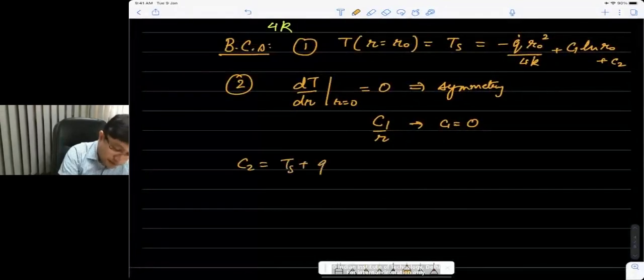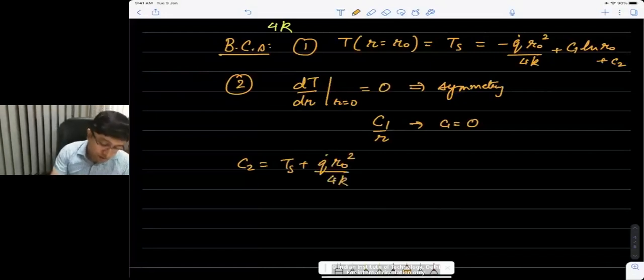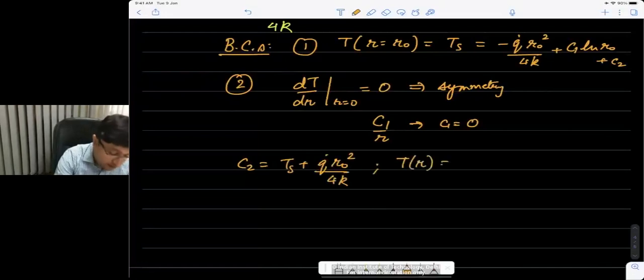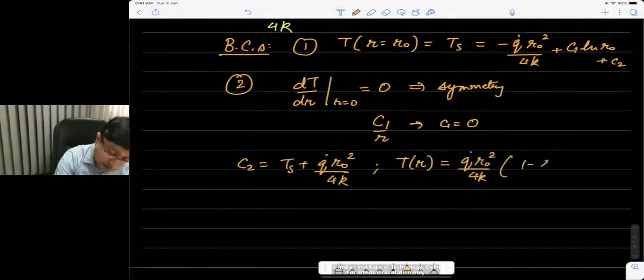Ts plus q dot r naught square by 4k. And so the solution that we will get as a function of r would be q dot r naught square by 4k times 1 minus (r by r naught) square, plus Ts.